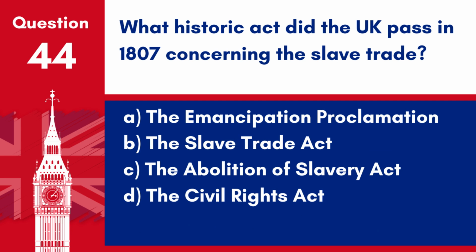Question 44. What historic act did the UK pass in 1807 concerning the slave trade? A. The Emancipation Proclamation. B. The Slave Trade Act. C. The Abolition of Slavery Act. D. The Civil Rights Act. Answer: B. The Slave Trade Act. The Slave Trade Act of 1807 made the slave trade illegal throughout the British Empire.